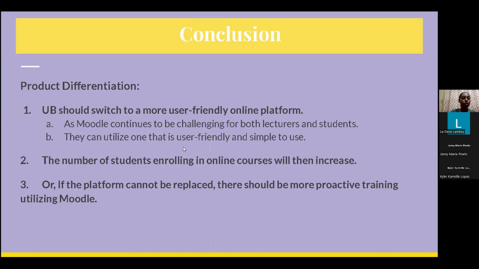We also touched on product differentiation. UB should switch to a more user-friendly online platform, as Moodle continues to be somewhat challenging for some lecturers and students to let students upload their work, and they can utilize a more user-friendly and simple to use information system. The number of students enrolling in online courses will then increase, or if the program cannot be replaced, there should be more proactive training for students and teachers utilizing Moodle. This concludes our presentation.